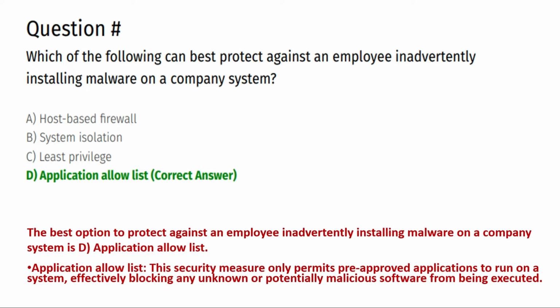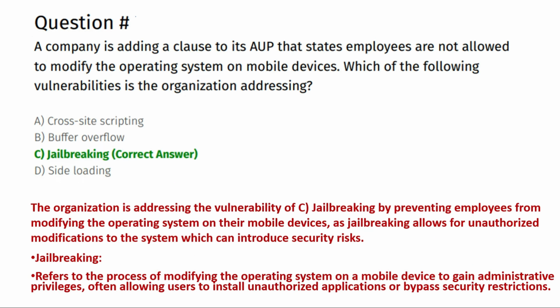The application allow list is a security measure that only permits pre-approved applications to run on a system, effectively blocking any unknown or potentially malicious software from being executed. So that's why the correct answer for this question is option D, application allow list. So let's move to the next question.